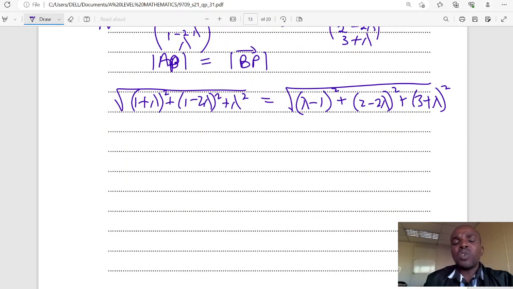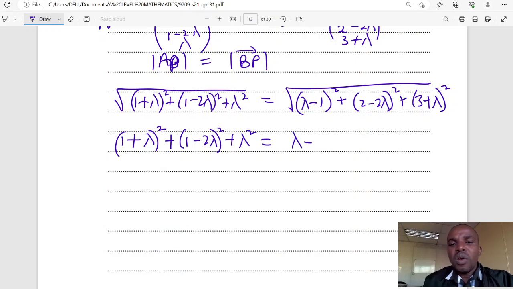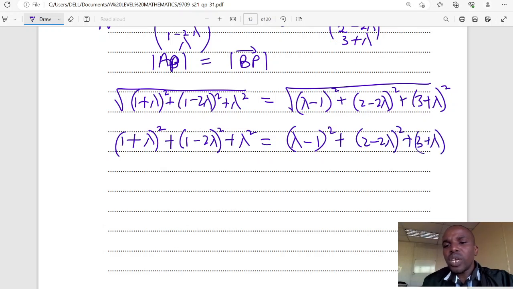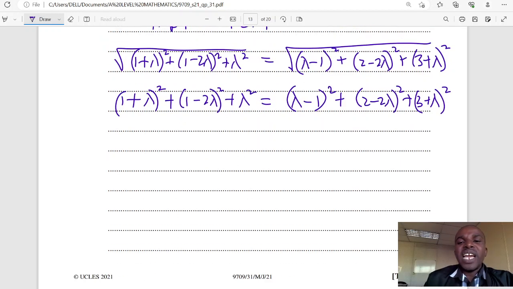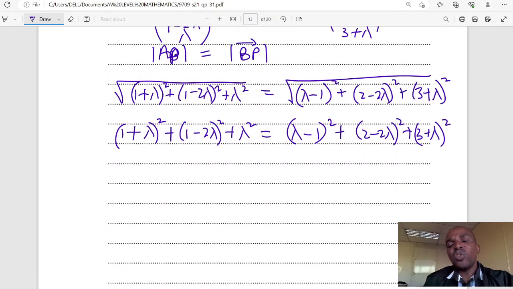So that's for the modulus, right? Square root of x squared plus y squared plus z squared. That's for the magnitude of vectors in 3 dimensions. So the square roots will just cancel out, you can just square both sides. We'll be left with whatever is inside the square root: (1 plus lambda) squared plus (1 minus 2 lambda) squared plus lambda squared, equals (lambda minus 1) squared plus (2 minus 2 lambda) squared plus (3 plus lambda) squared. Then simplify to find your lambda.